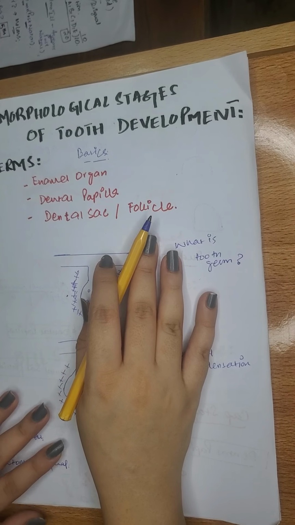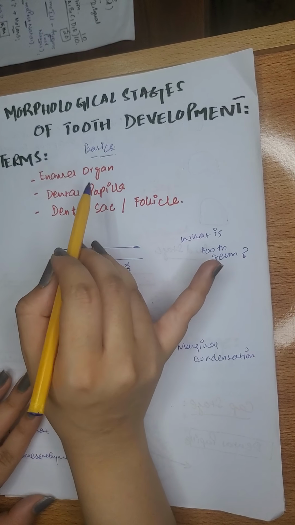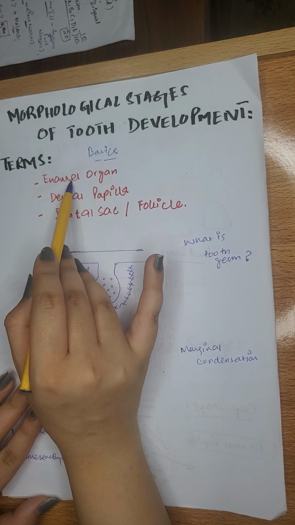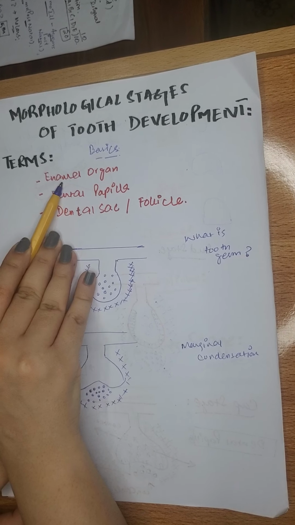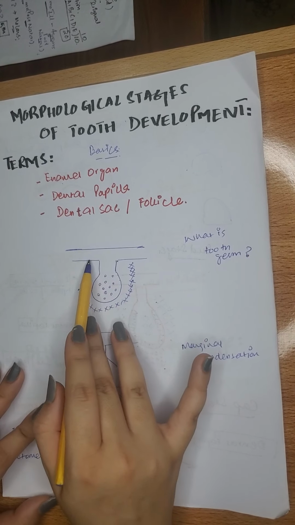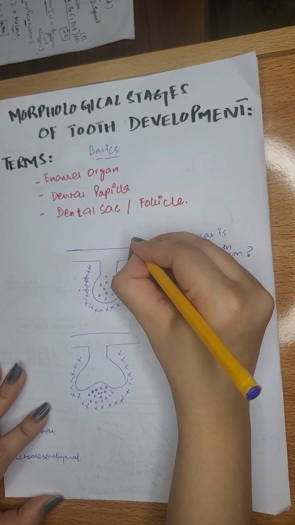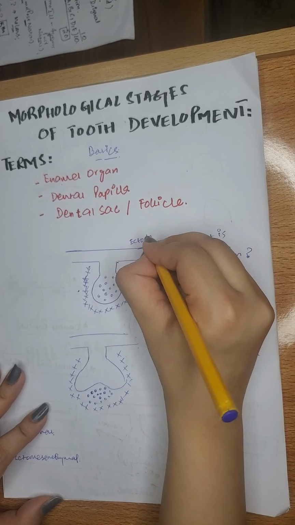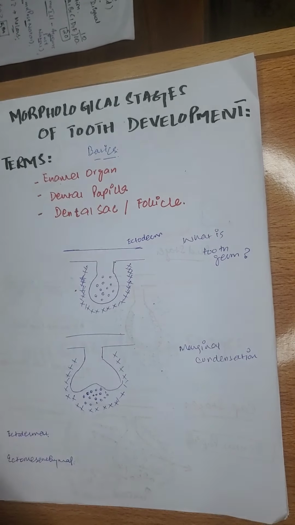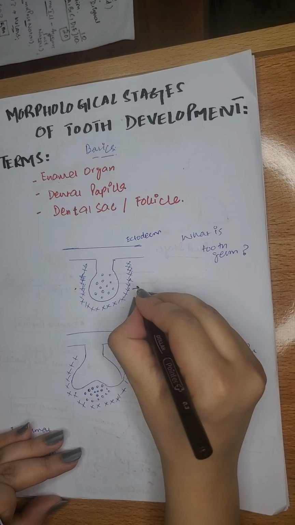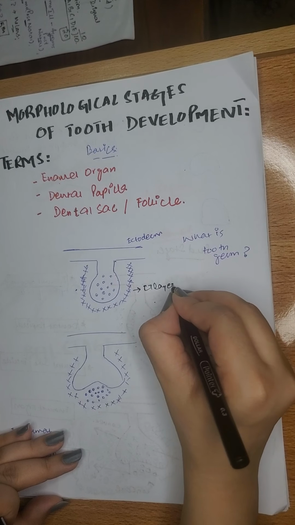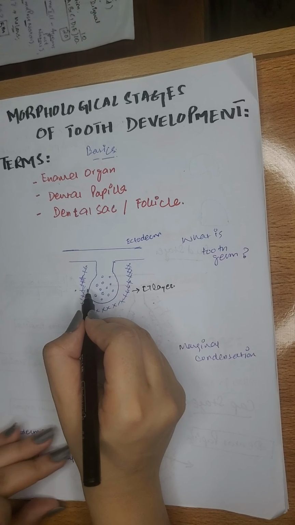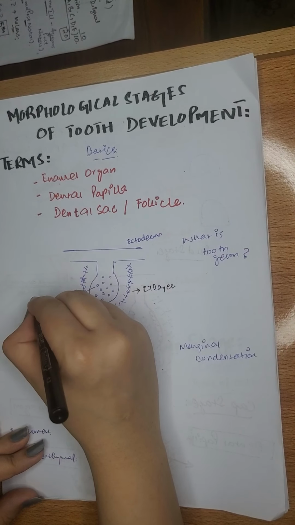First of all, we should be familiar with the terms, and we are told that there is a term named an enamel organ. What is an enamel organ? As I told you previously, this was the ectomesenchyme, ectoderm. This was the ectoderm, and this was the connective tissue layer. Now this is what? This is an enamel organ.